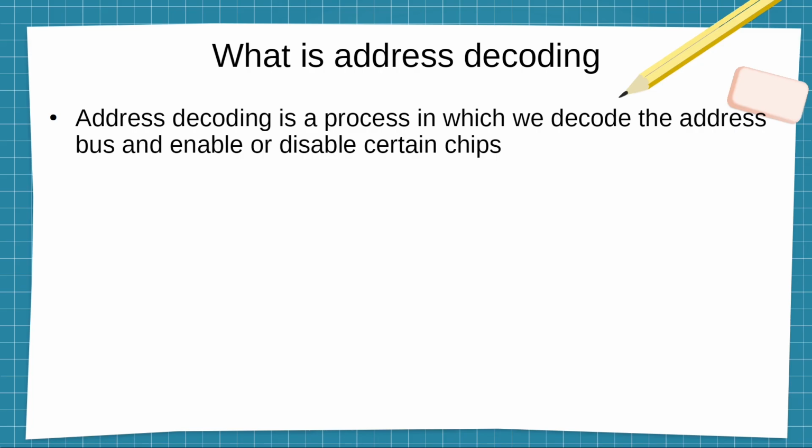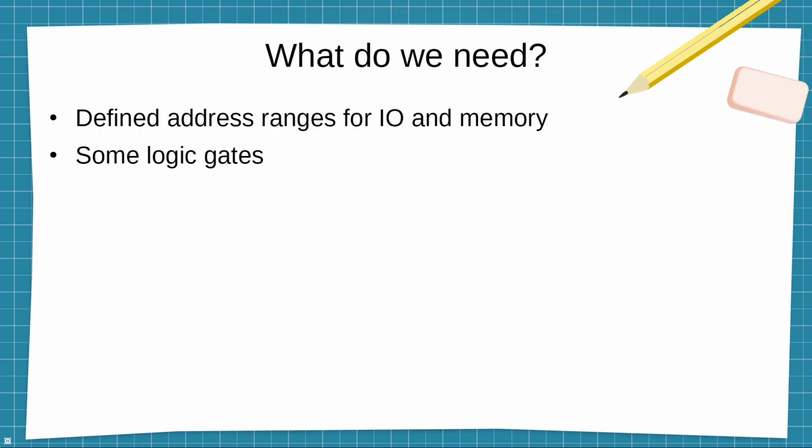Address decoding is a process in which we decode the address bus and enable or disable certain chips. What do we need? We need defined address ranges for I/O and memory, and also some logic gates. But if you don't have the logic gates, you can use cheap CPLDs like ATF22V10 or ATF16V8. Today, I will be using ATF22V10.